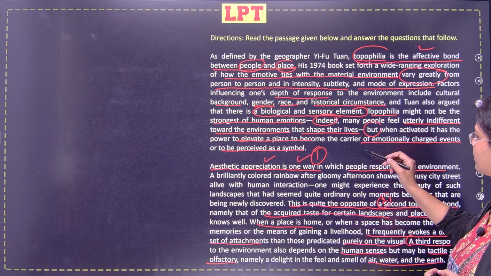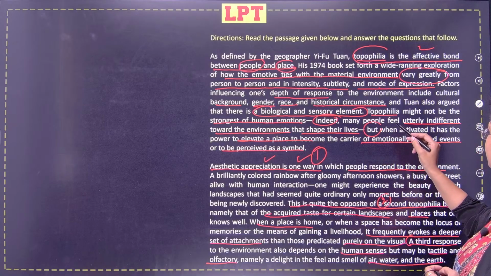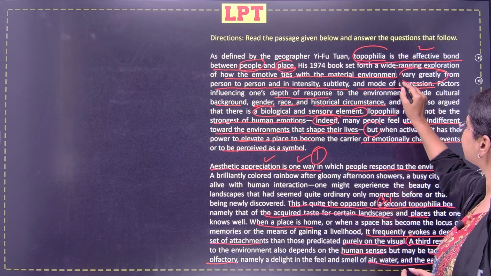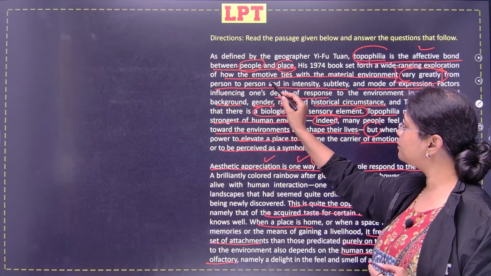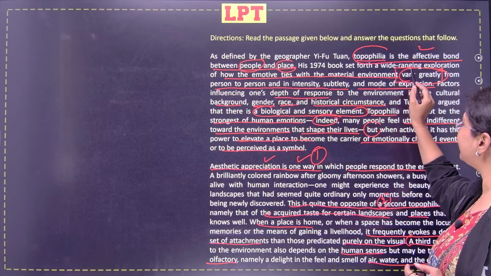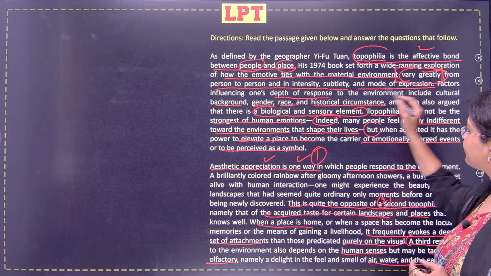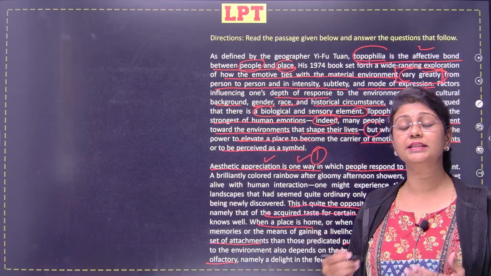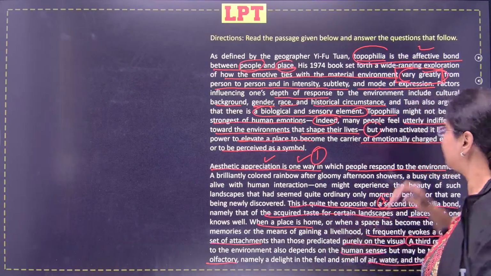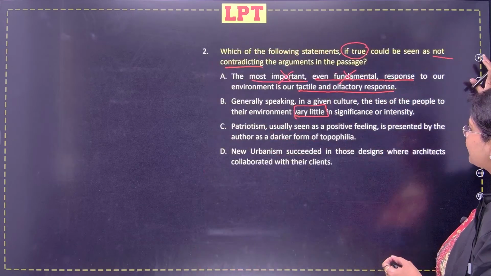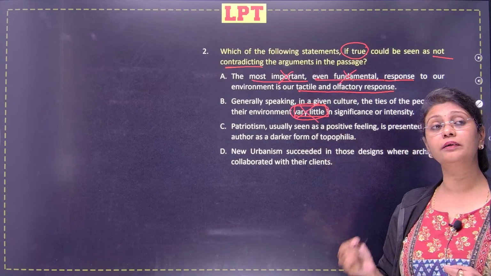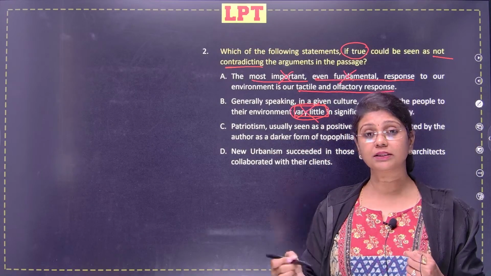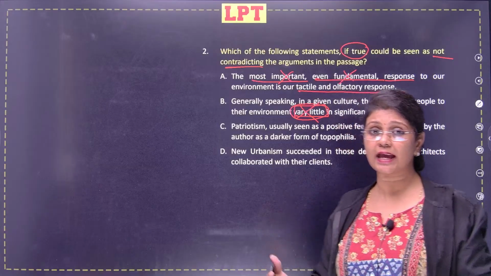It does talk about the information. Right, so here it says, wide-ranging explanation of how the emotive ties with the material environment vary greatly from person to person. So the author is saying that it varies greatly. Let's go back to the option that was given here. So it says very little. So again, this contradicts what the author of the passage is saying. So this is again not the answer.